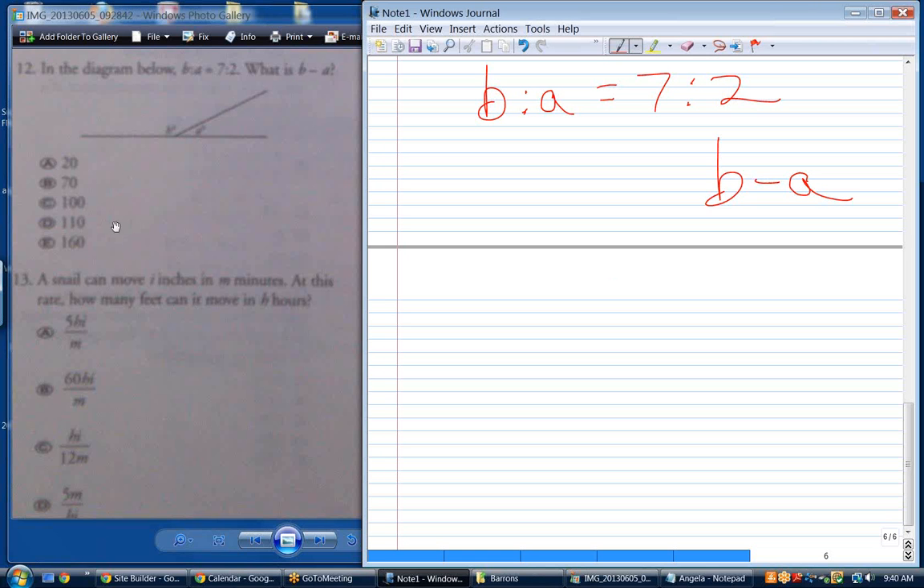I don't consider this a back-solving problem. If they said, what is B, then it would be a back-solving problem. I could just pick one of these and see if it's in a 7:2 ratio with its complement or its supplementary angle. But they're asking for a difference, which is altogether different. They're not asking for a single entity. So I do not consider this a back-solving problem, but it could be a trial and error problem.